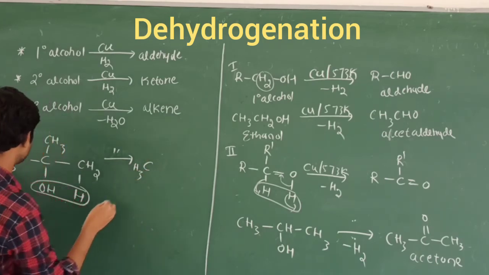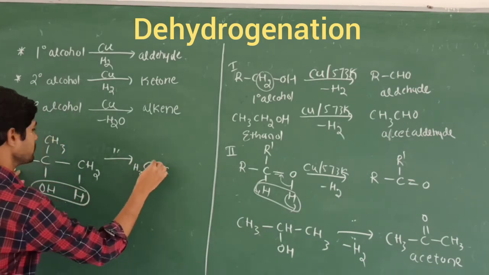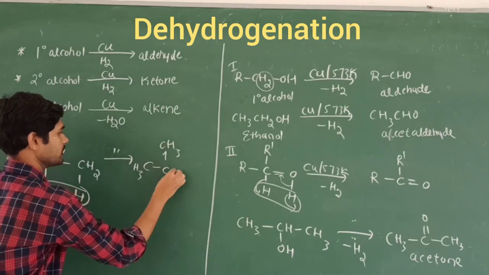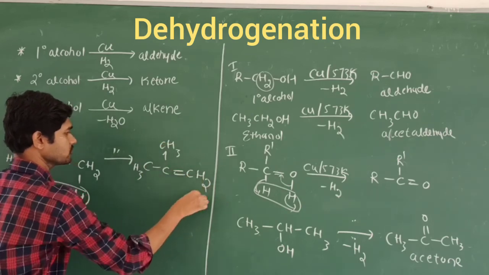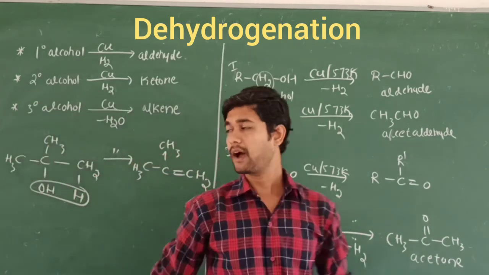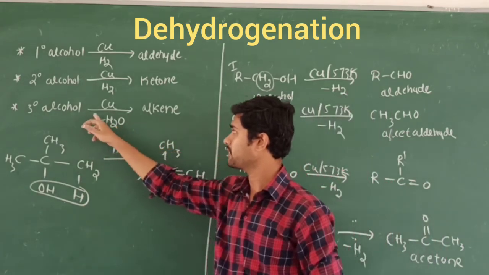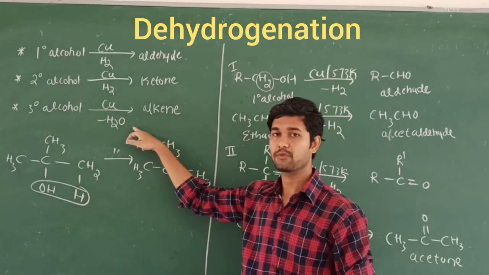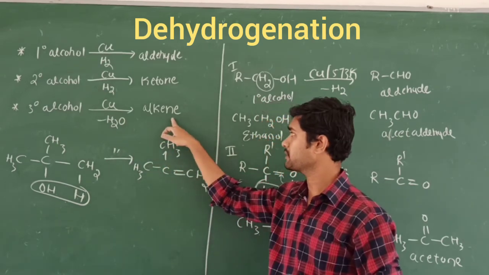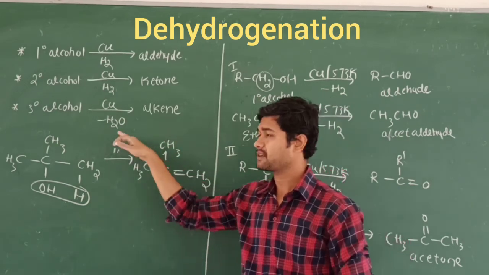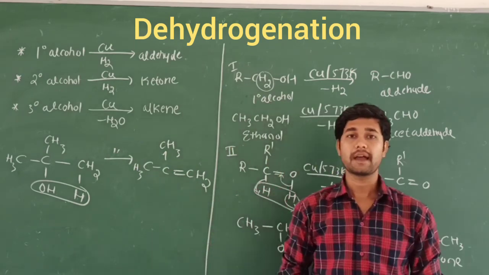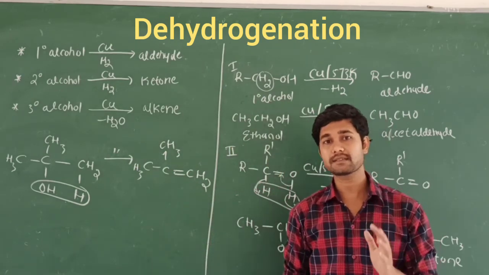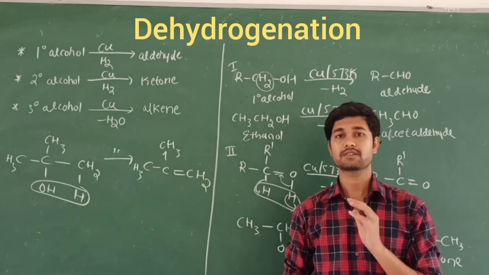That is CH3 double bond CH2. Like this we obtain the alkene. So when tertiary alcohol undergoes the copper catalyst, we remove the water molecule and obtain the alkene. That's why tertiary alcohol does not undergo dehydrogenation, because of the insufficient hydrogen atoms in the tertiary alcohol.